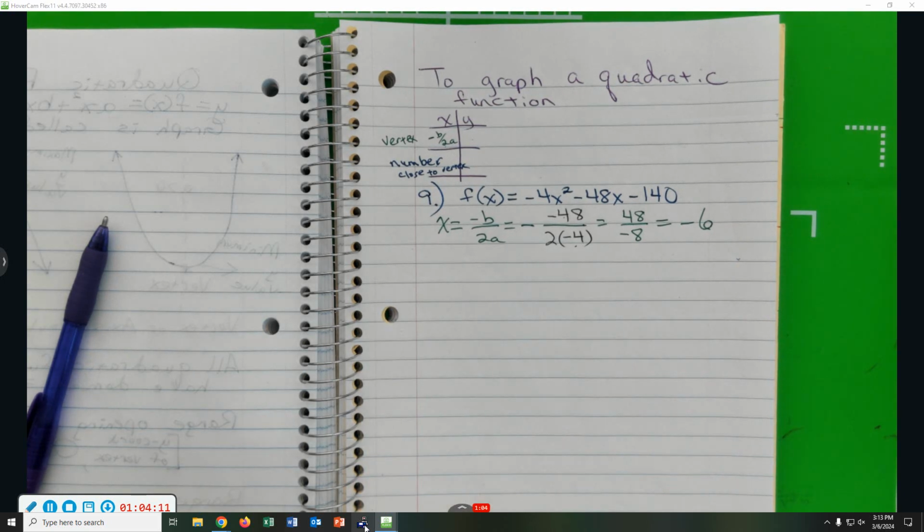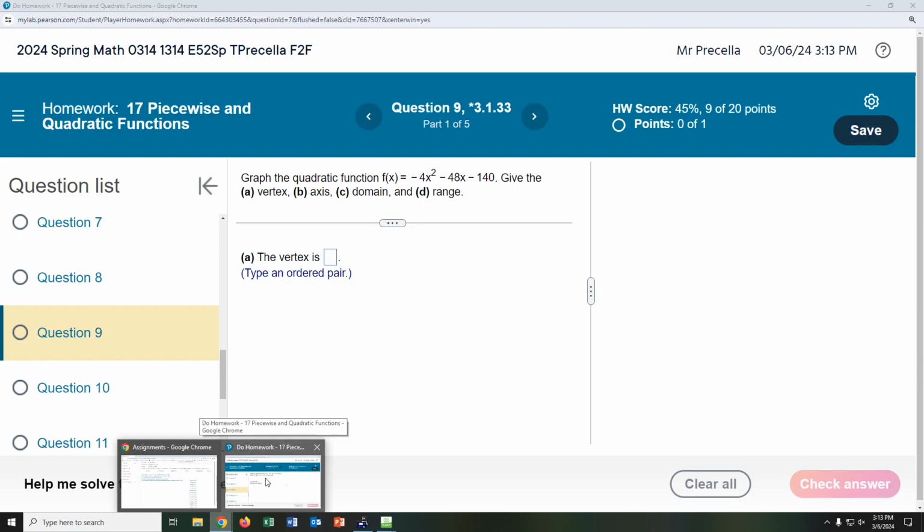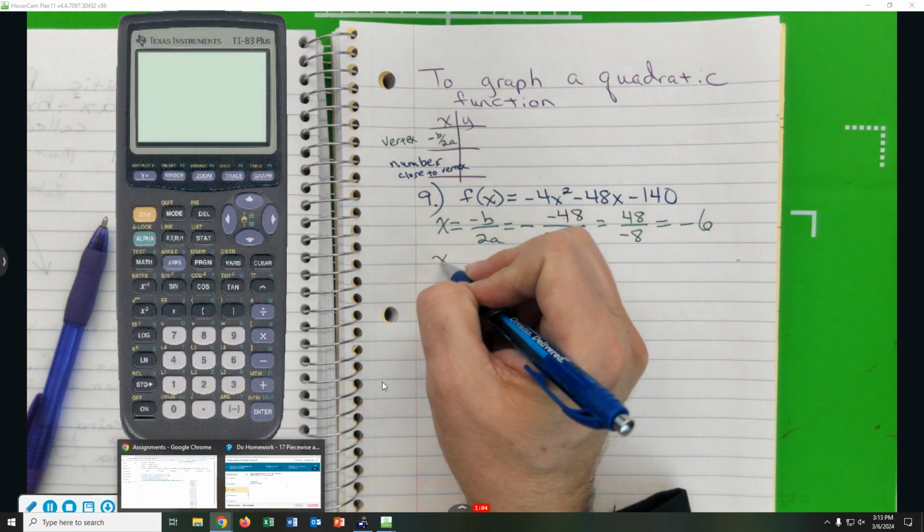Are we sure I didn't miscopy this problem? I'll make sure I didn't miscopy. Surely I did. Somebody would have told you if you had. Oh, yeah. Negative 4x squared minus 48x minus 140. Yeah, okay.